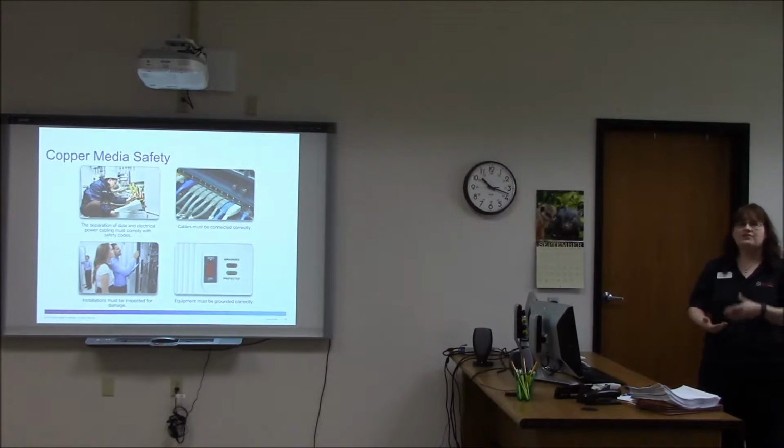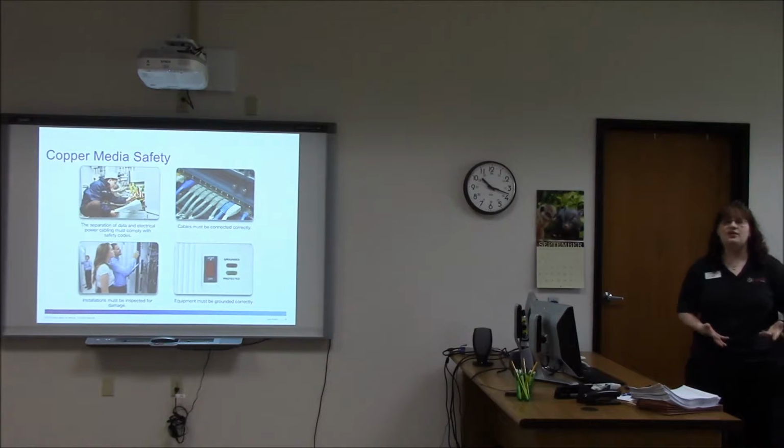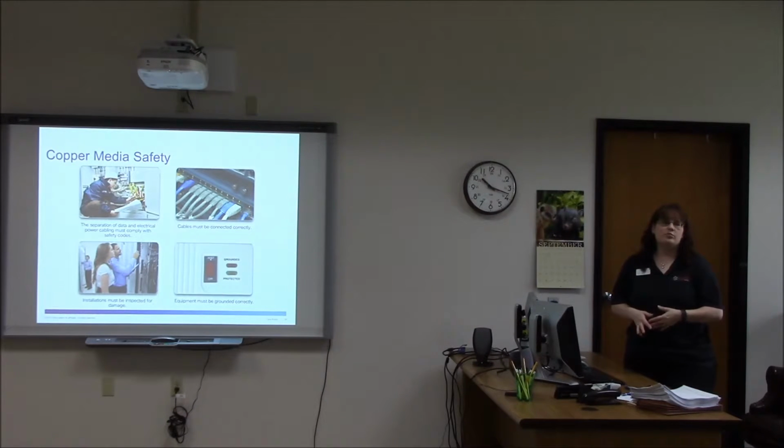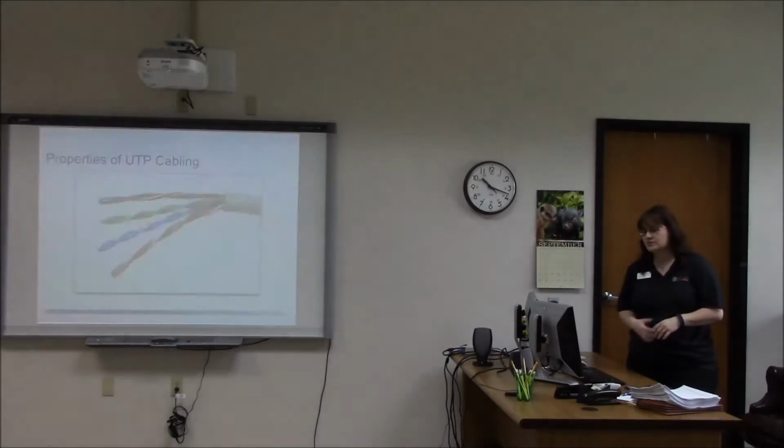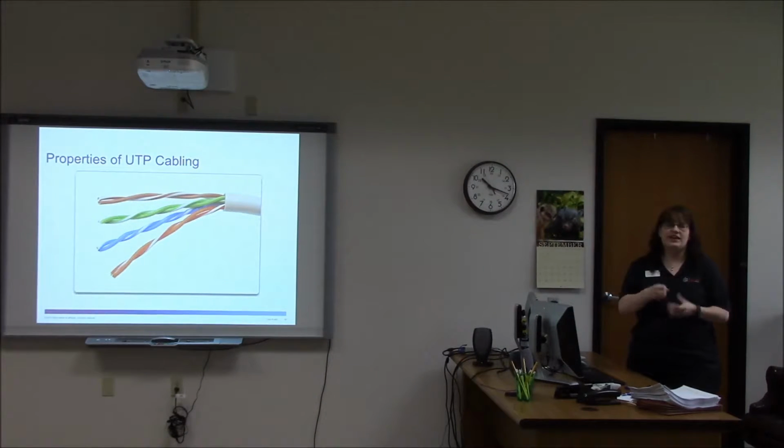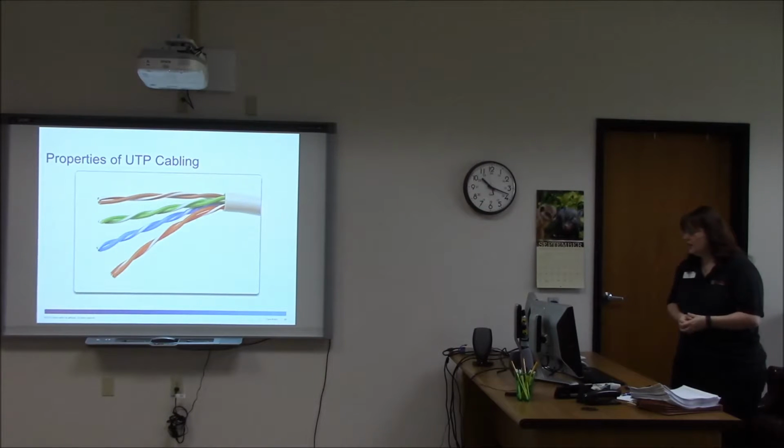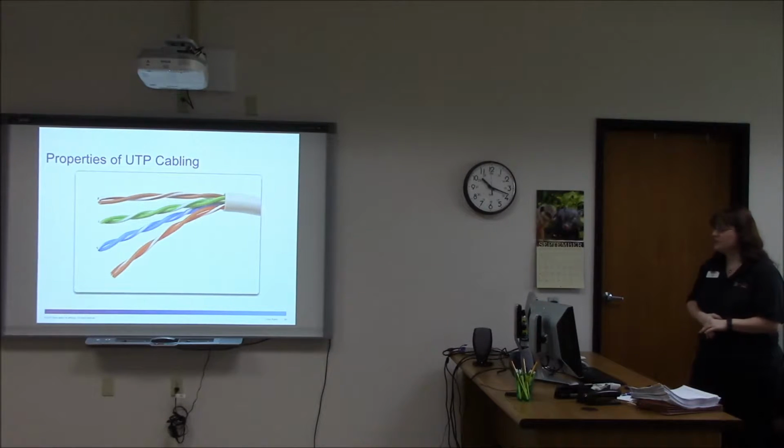And again, depending on if you're running over fluorescent lights, you wouldn't want to use the cheap UTP cable because it might be able to catch on fire. We use what's called plenum cable if we're going over that, which is a little heavier grade. So some properties of UTP cabling. There's, again, no foil, no shielding, and we have these color combinations that you see here.